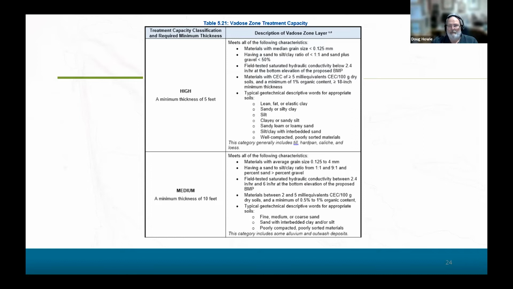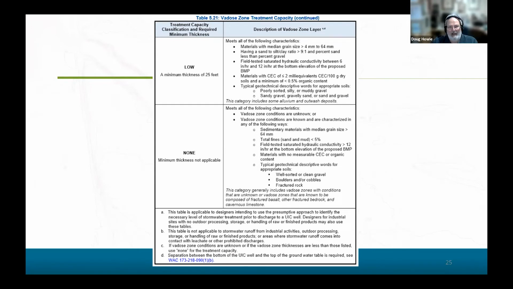These details up here are part of the site suitability criteria. And then you have medium, which has a little bit higher infiltration rate and less treatment capacity, again low, higher infiltration rate yet, and none, meaning there's no way of treating as it goes through. The water's just going to go straight through the gravel into the ground. So there are very specific footnotes down here on what you need to do if you're using the presumptive approach to identify the necessary level of stormwater treatment prior to discharging to a UIC well.